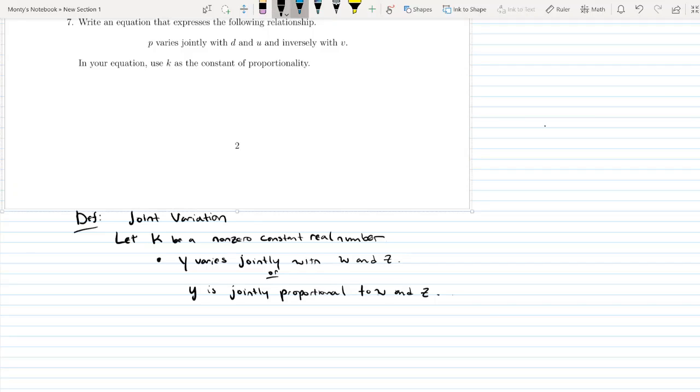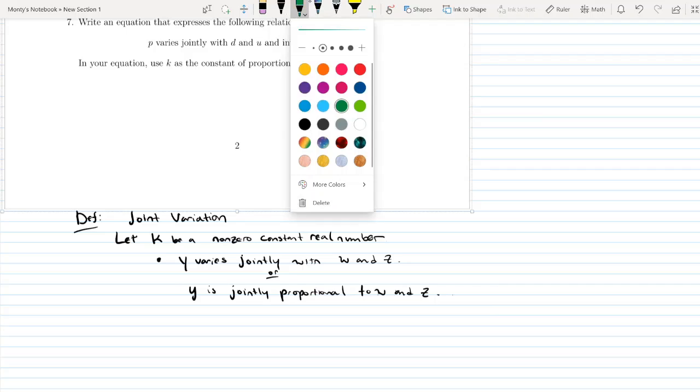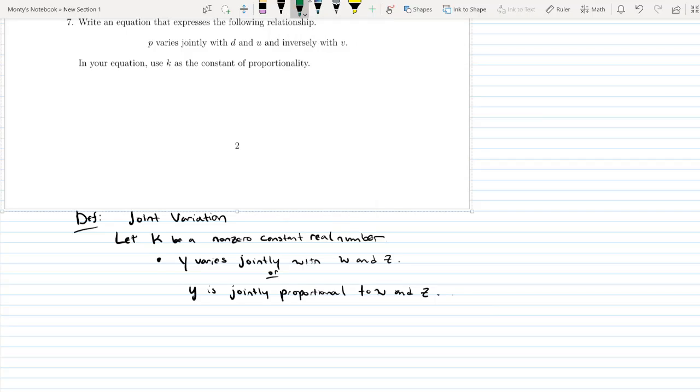describing it. But now if we actually wanted to write it out algebraically, I'll use green this time. Let's say if y varies directly with w, then we would have y is equal to your constant of variation k times w, right? That would be with just y varying directly with w. But we have jointly with w and z. So this is going to be y is equal to k times w times z. And that right there is your equation that describes this situation right here.